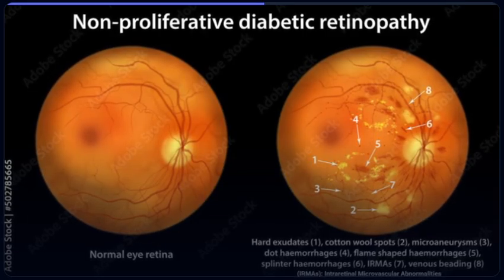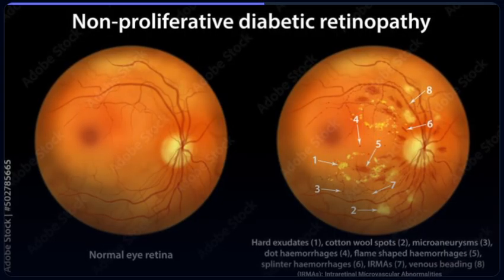The varied morphology of the hemorrhages, from deep, rounded dots to superficial, flame-shaped streaks, reflects the specific retinal layer where the vessel wall has breached. What biochemical shift causes the transition from the yellow, lipid-rich hard exudates at point 1 to the pale ischemic cotton wool infarcts at point 2? These intraretinal microvascular abnormalities, or IRMAs, indicate that the retina is already attempting to bypass non-perfused capillary beds, marking a critical threshold before the transition to proliferative disease.